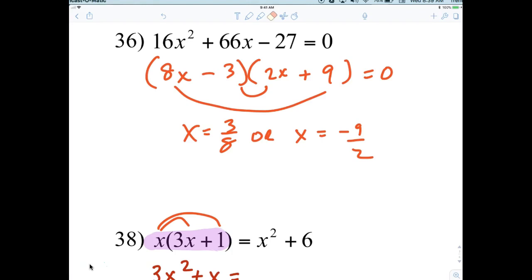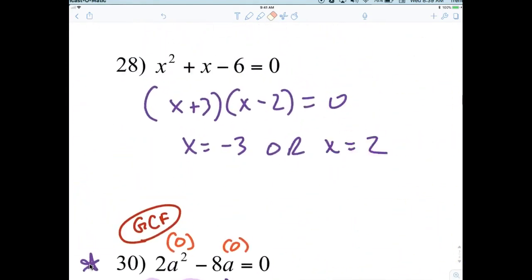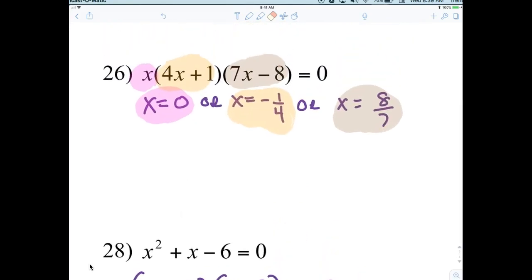Do you have number 26? I'm back to 26. How do you, like, it's already set up, but how do you know you have to have 3? How many x's are there? 3. If I multiply x times x, I get what? X cubed. That's how I know there's 3.